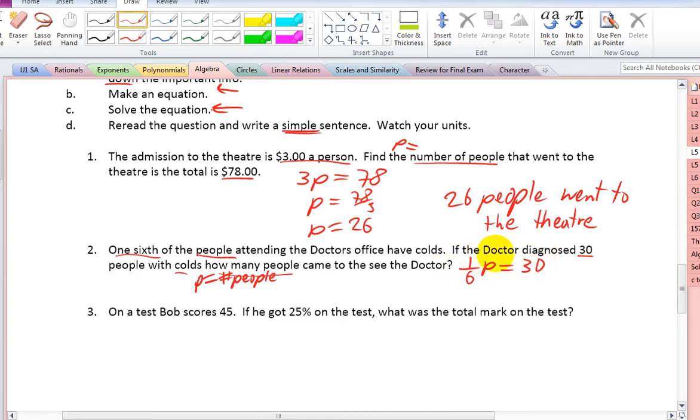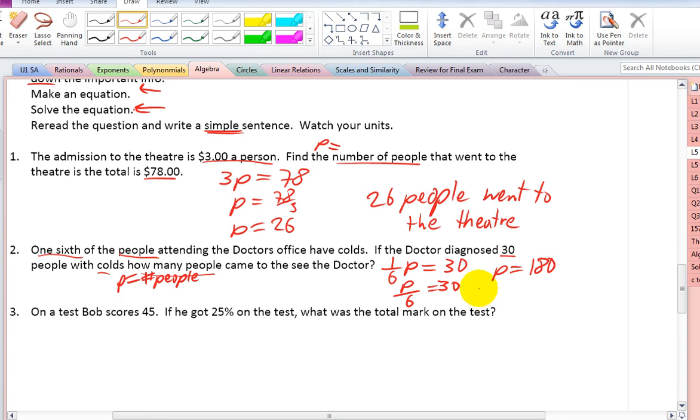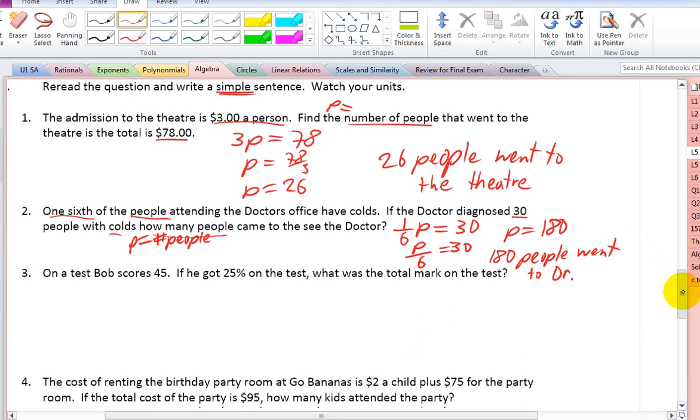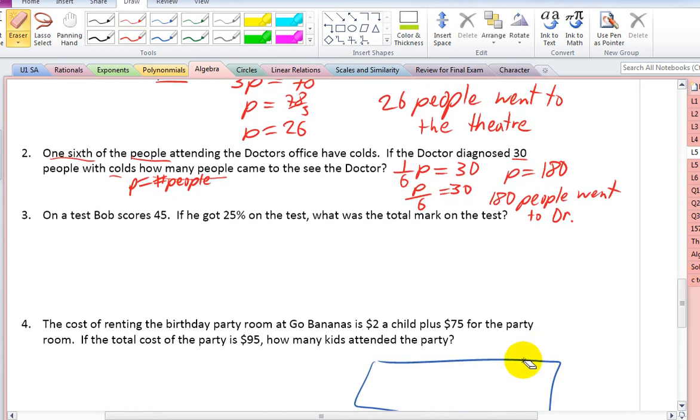So the fraction times how many people? Now that equals P over 6. So how do you get rid of this divide by 6 part? Times it by 6. So the doctor saw 180 people. Okay. So 180 people went to the doctor.